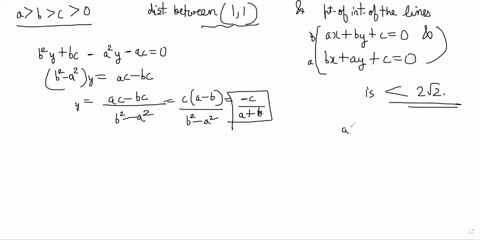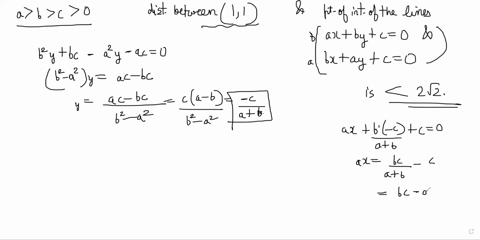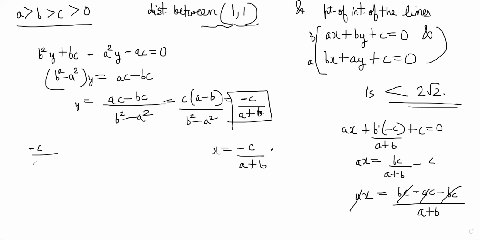Put that in any equation: ax plus b into minus c by a plus b plus c is equal to 0. So ax is equal to bc by a plus b minus c. So bc minus ac minus bc by a plus b is ax. So a cancels. You get x is equal to minus c by a plus b again, right? This is what you're getting. The point is this.